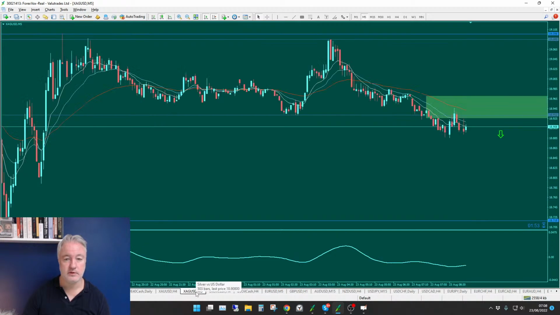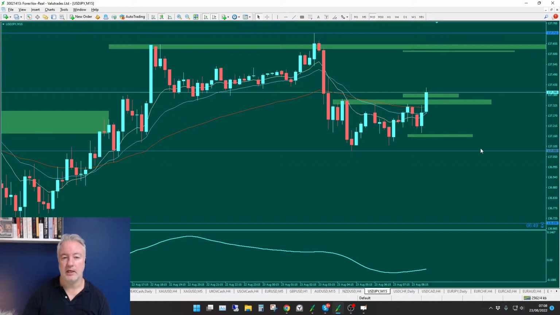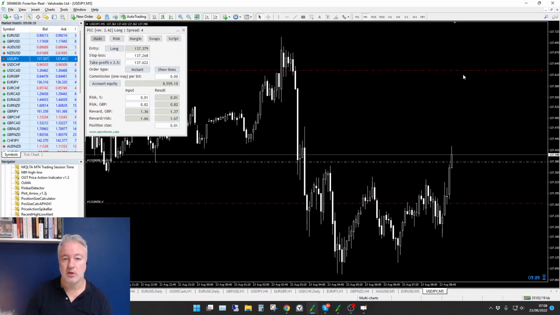Silver, I think, is going to be okay. I think it'll be okay. Let's have a look. Dollar yen. So dollar yen, we've gone long on, and we want to make sure our target is 137.60. So what is this? 137. I'm just going to bring it under that. So 137.58. Okay, so that's the target.